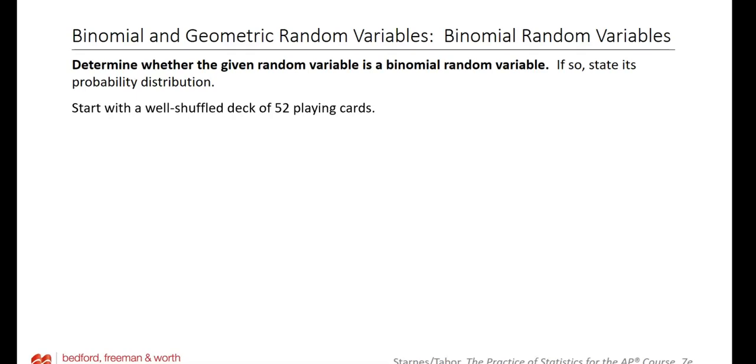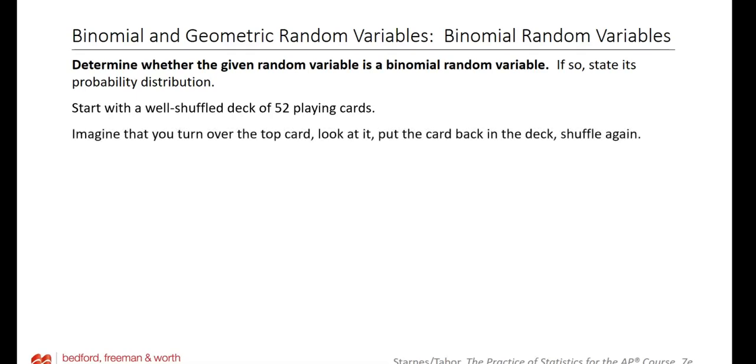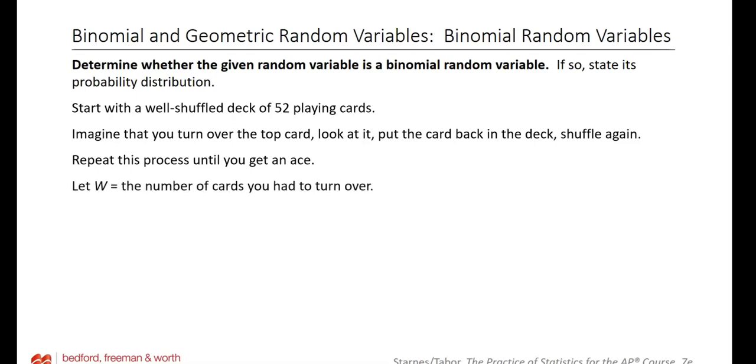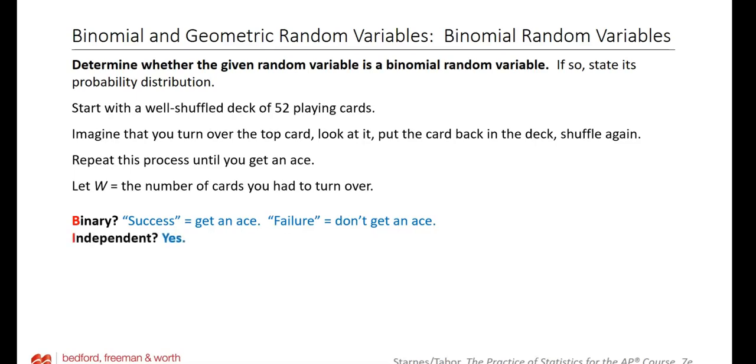Start with a well-shuffled deck of 52 cards. You turn over the top card, look at it, put the card back in the deck, and shuffle again. Oh, so now we have replacement. Okay, that's different. Repeat this process until you get an ace. W is the number of cards you had to turn over. So is this binary? Again, ace is success, not ace is failure. So it passes that test. Independent events, because of the replacement, I think it passes that.